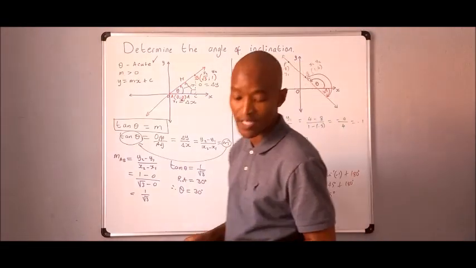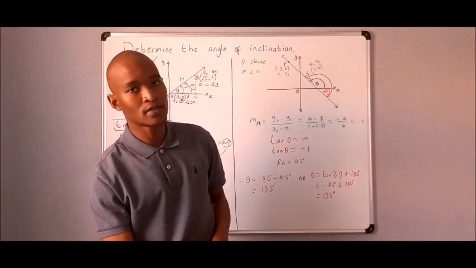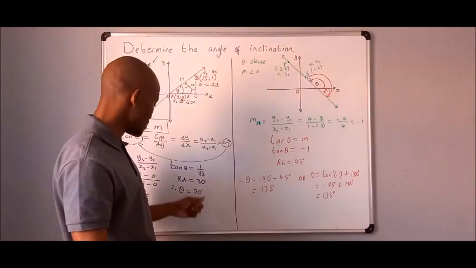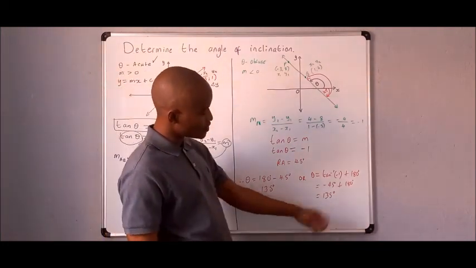Okay, remember angle of inclination is the degree of the steepness of the line relative to the x-axis. Okay, so this is the degree of steepness, and what is the degree of steepness?